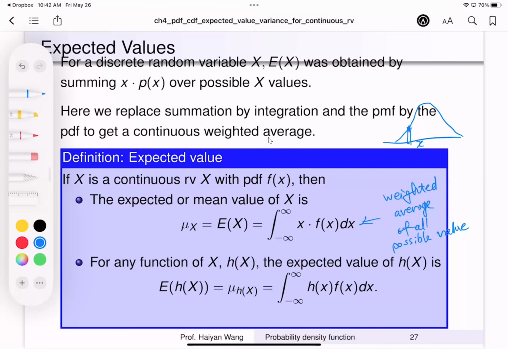On the other hand, if we consider a function of this variable, say h of x, the expected value would be computed as the function being weighted by the density of x, and then we consider all possibilities, adding up. So this one is also a weighted average, but it's the weighted average of the function h with the PDF as the weight. This is the meaning of the calculation of the expected value.